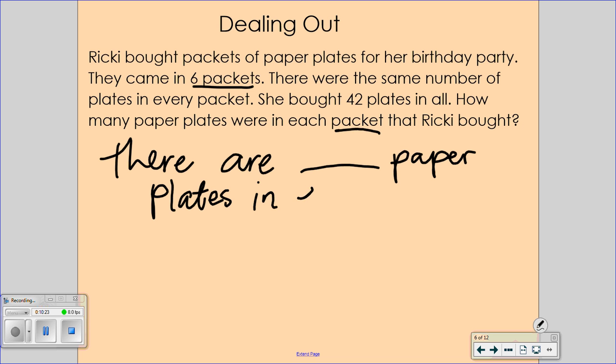But we know that. Hang on, Gabriella. We don't know how many paper plates were in each packet. We know how many packets they bought. And we know how many plates total she had. But we don't know how many came in each group. Now remember, I'm a big fan of bar models to figure out which math I'm going to do. Okay, so let's go ahead and draw our bar.